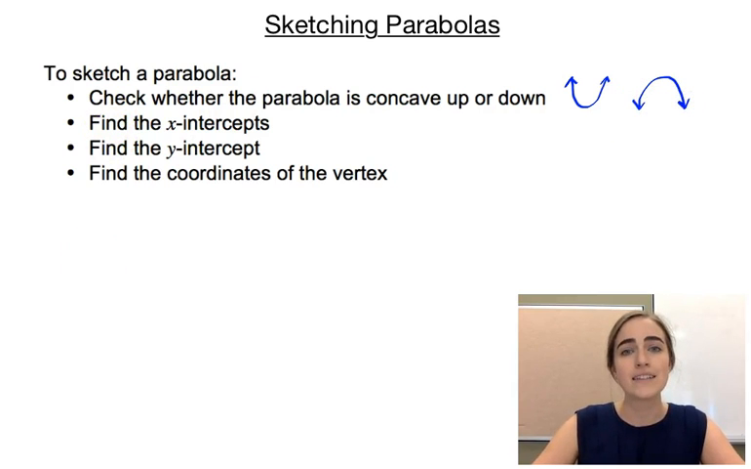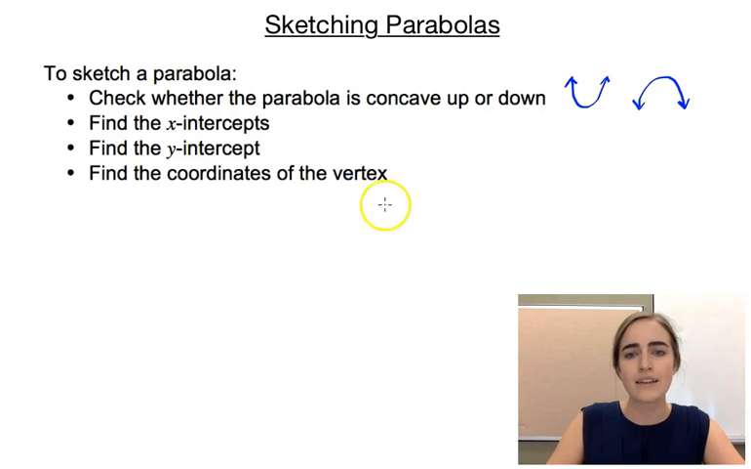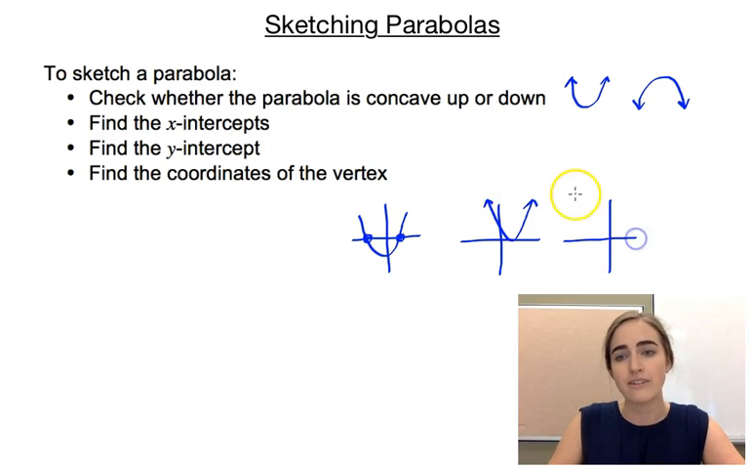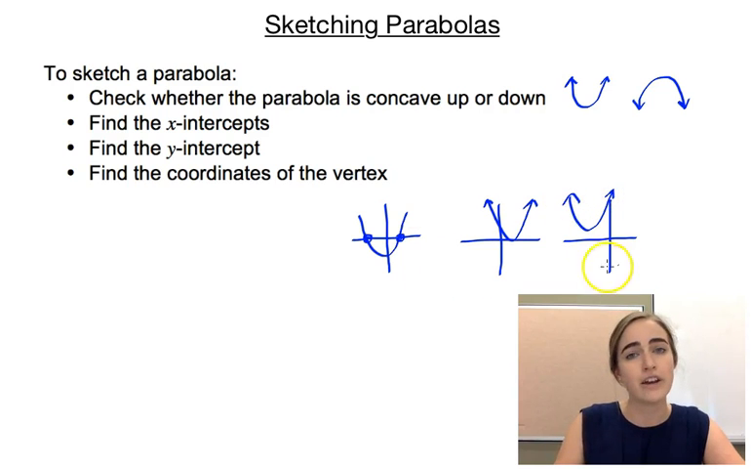Then we're going to find the X-intercepts. So when we're talking about the X-intercepts, that's where it crosses our X-axis. So some parabolas will have 2 X-intercepts. So it might cross here and it might cross here. Some parabolas might only have 1 if the parabola comes down, touches the axis, and then comes back up. And some parabolas might not have an X-intercept at all. But we need to find if there are any, and if there are, we need to find where they are.